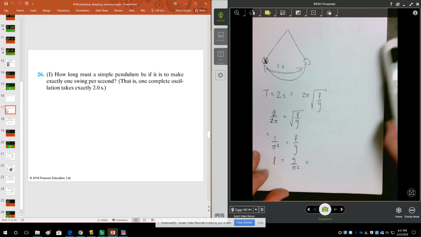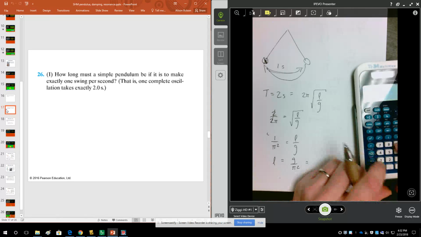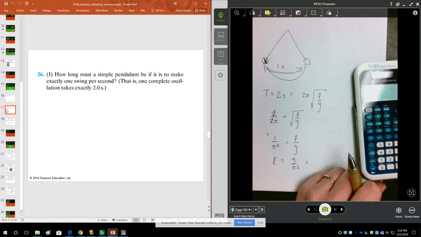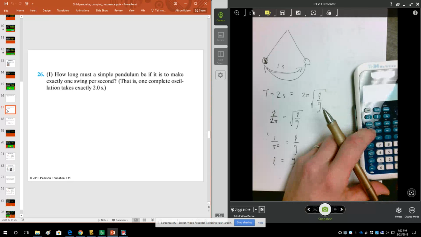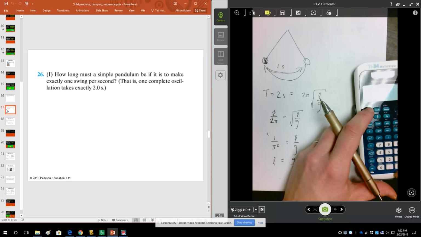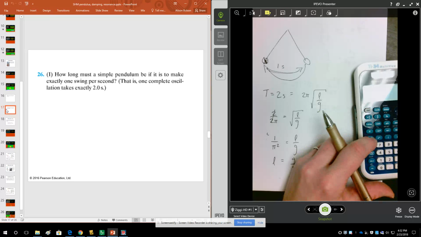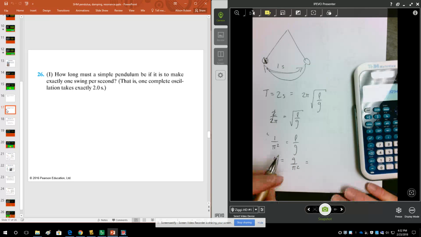So L should be equal to G over pi squared. And let's find out what that is. So G over pi squared. And I guess we're about to find out the length of my grandpa's clock. There.